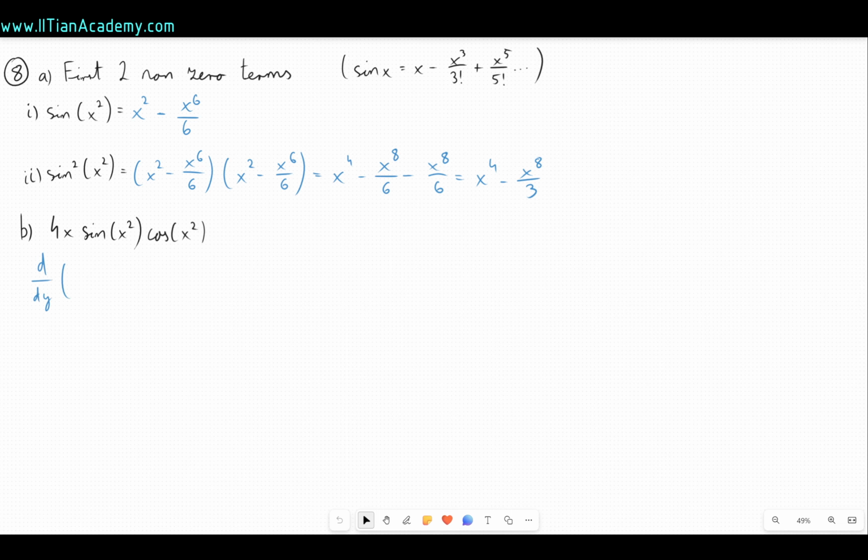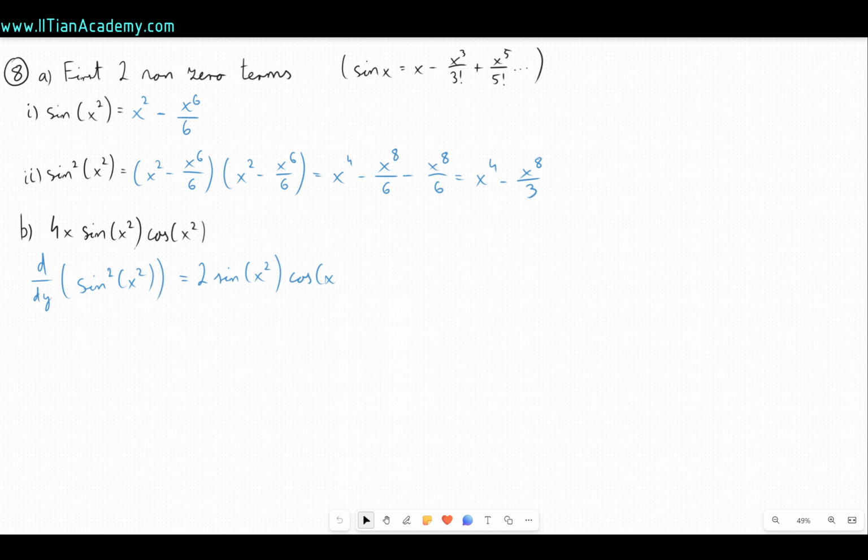So if we take the derivative of sine squared x squared, well, we're going to have to use the chain rule here. So firstly, we need to take the derivative of the outside function, and then we need to multiply with the derivative of the inside function. So that will be 2 times sine x squared. And then we need to multiply with the derivative of the inside function, which here is sine x squared. So the derivative of that is cosine x squared.